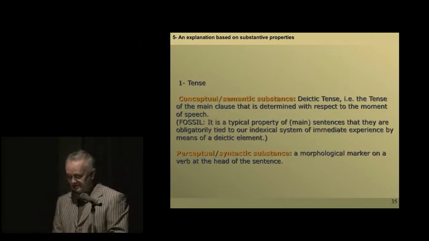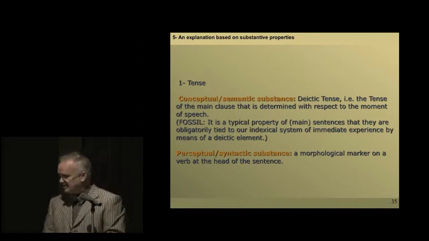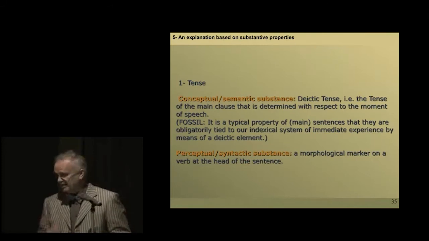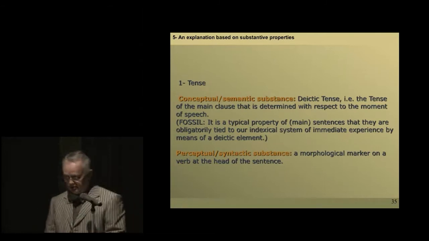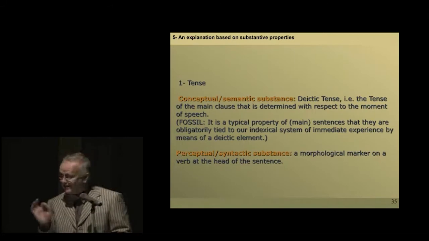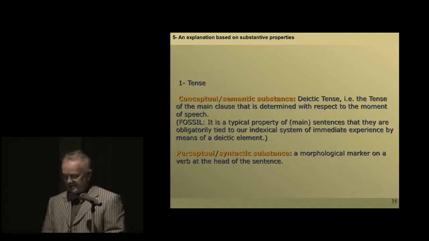Let's start with tense. What is the tense here? Well, it's the deictic tense. It's the tense of the main clause that is determined with respect to the moment of speech. Okay? Note, by the way, that this is some kind of curious fossil that we have in natural languages. It's a typical property of main sentences in virtually all languages, I think, that they are obligatorily tied to our indexical system of immediate experience by means of a deictic element.